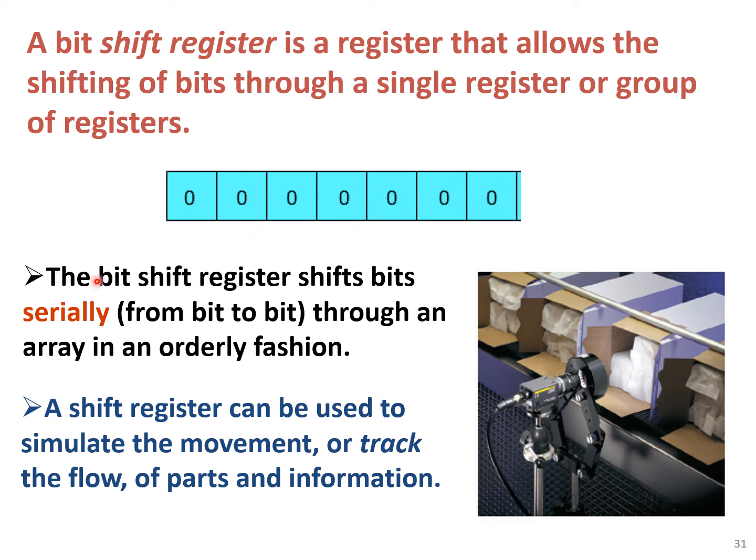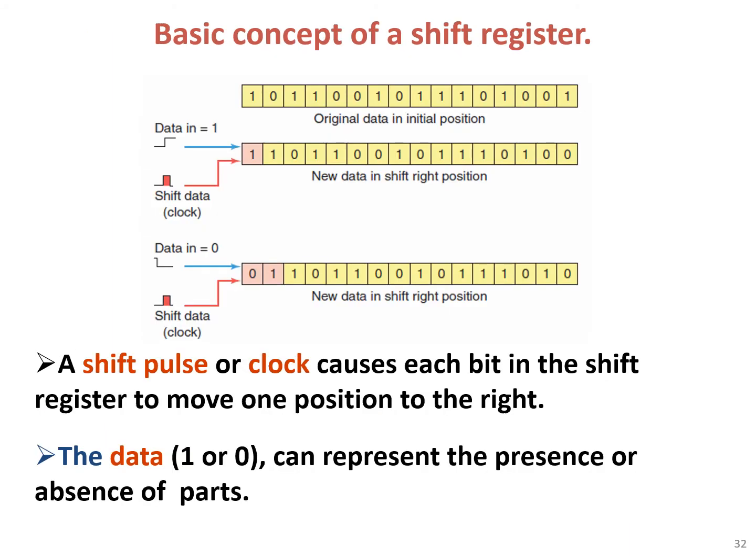And the bit shift register shifts bits serially from bit to bit through an array in an ordinary fashion. Okay. A shift register can be used to simulate the movement or track the flow of parts and information. Okay, so let's say we have these parts, we want to track the flow of these parts. Okay, let's see in examples.